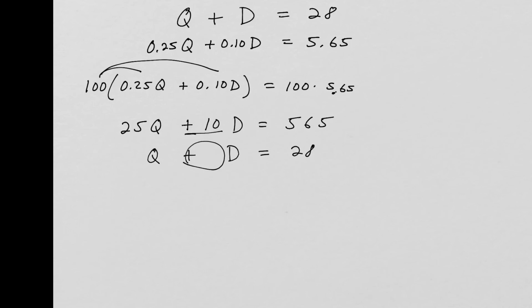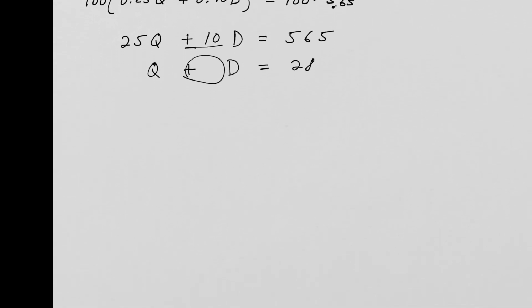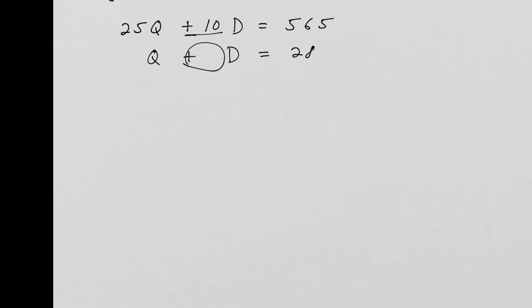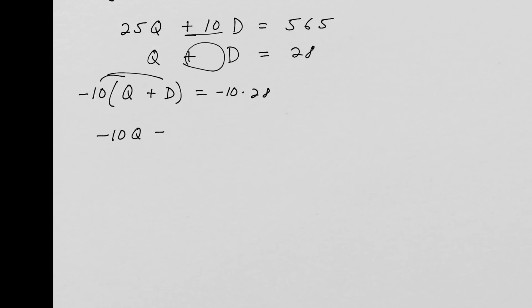Well, how do I make that a negative 10? I can multiply the entire second equation by negative 10. So I'm going to multiply that second equation by negative 10. And again, don't forget to do the right-hand side as well. So if I distribute that in, I'm going to get negative 10q minus 10d. That's equal to negative 280. And the first equation is fine, right? I can just write that down again. In fact, it doesn't matter what order I write the equation, so I'll just write it underneath. 25q plus 10d is equal to 565. So that was fine.